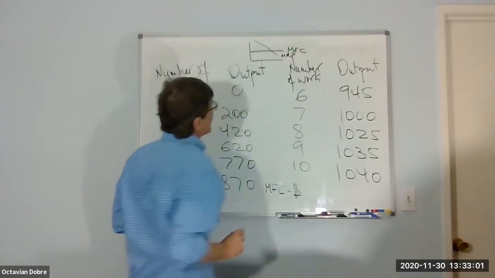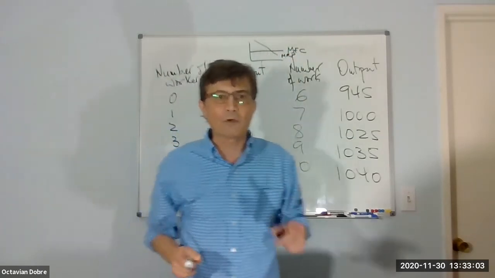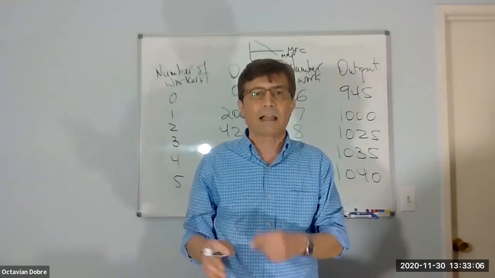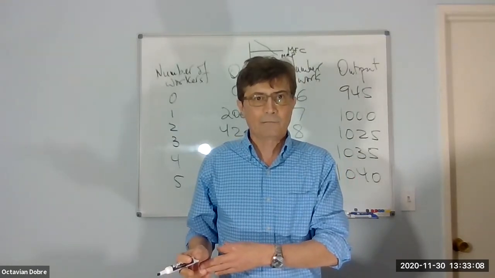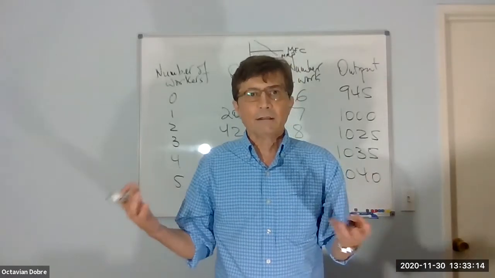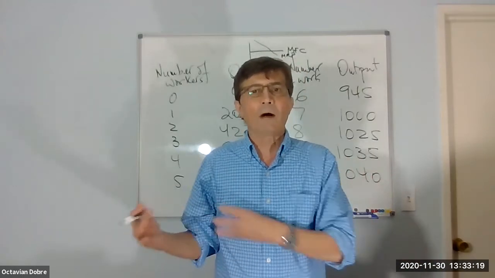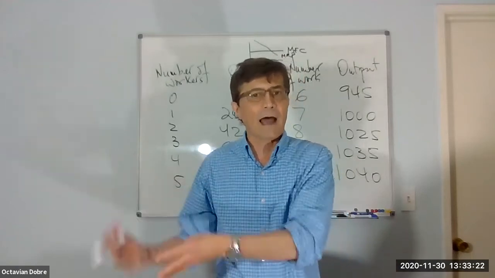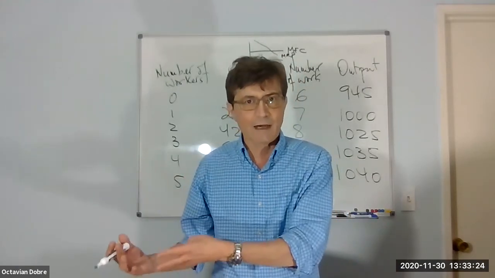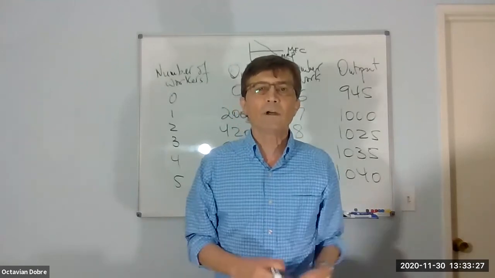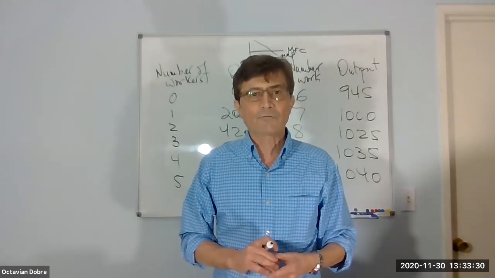This is MFC. This is MRP. You hire to the point where the contribution of the last worker to the revenue is the same as to the cost. So if you're willing to hire 5 workers, the contribution to the revenue of the last worker would be equal to the contribution to the cost. Since the last worker contributes $500 to the revenue, then you should be willing to hire all the workers for $500.